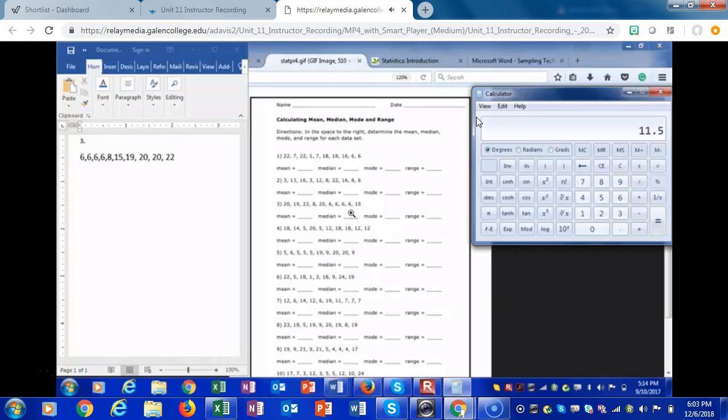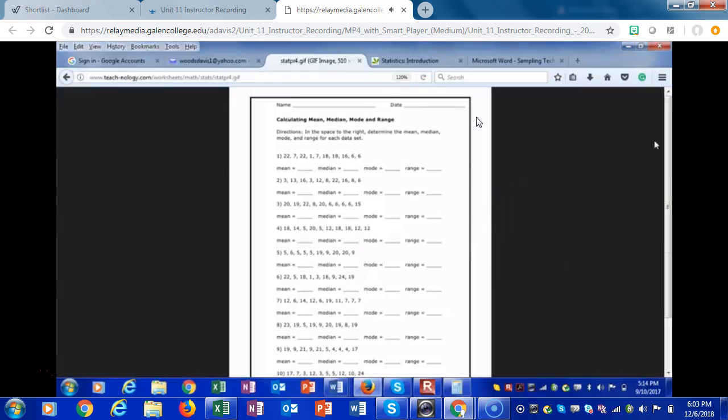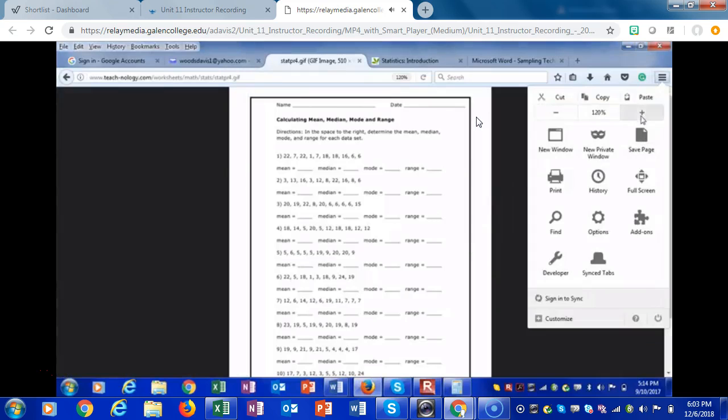Now, mode is a different story. Even though 20 shows up twice, 6 shows up 4 times. So in this case, 6 shows up more times than 20. So your mode in this case will be just 6. And then your range would be 22 minus 6 is 16. Okay? So far, so good.